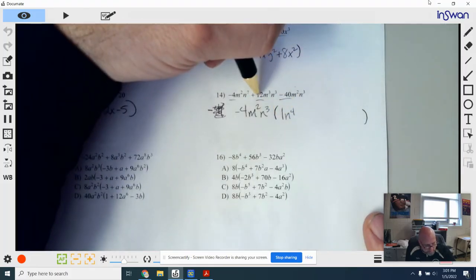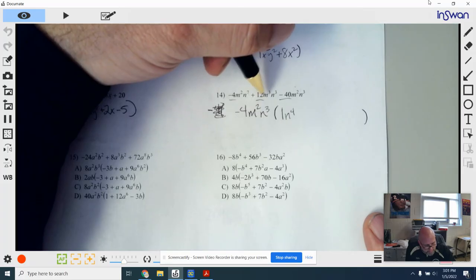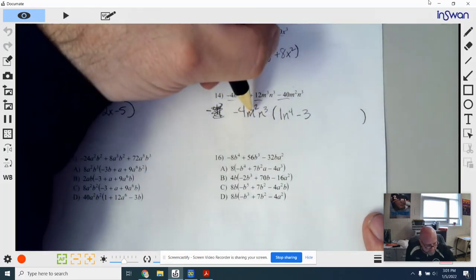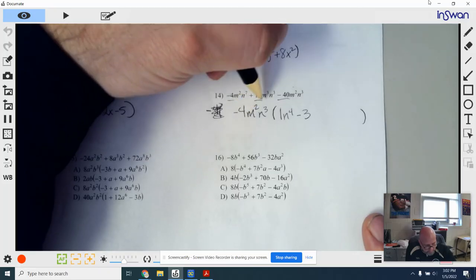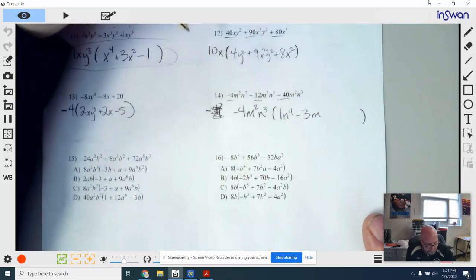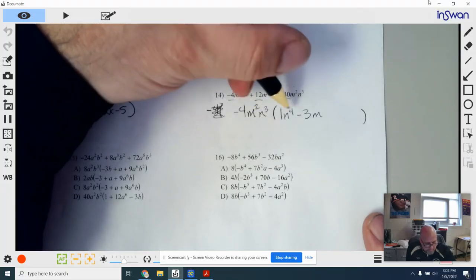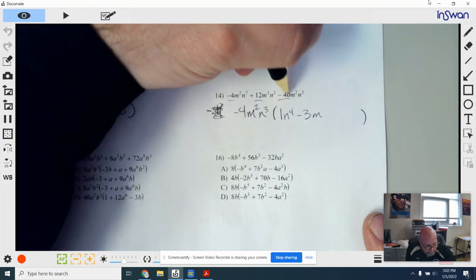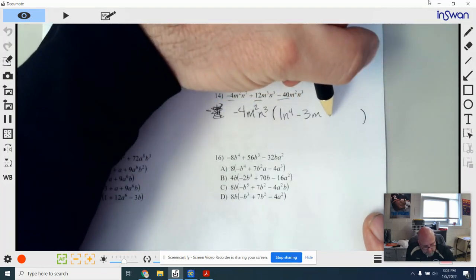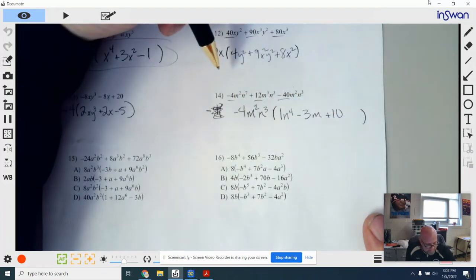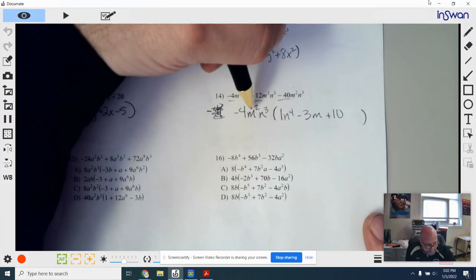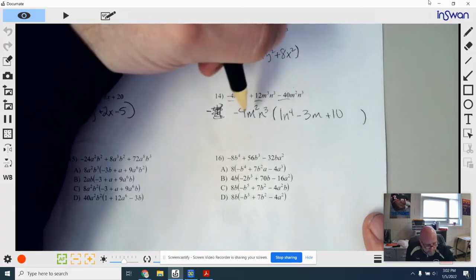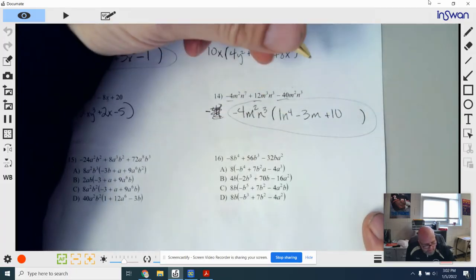I see a 12. So negative 4 times what's positive 12? That has to be a negative 3. Okay, check out your variables. M's, 2, but I have 3 here, so I need 1 more m. N's match up, so I don't need any more of those. Okay, and then in the back, negative 4 times what is negative 40? And that's going to be a positive 10. My m's match up. My n's match up, so I don't need any additional variables. Okay, so this is my final answer there.